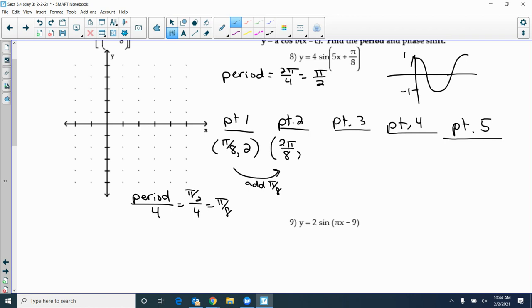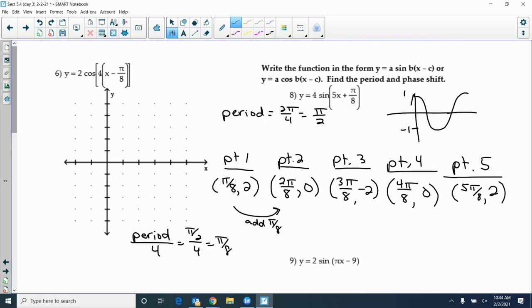And what should be the y value there? It should just be back at 0, right? And then 3 pi over 8. And that's going to be a -2. And then 4 pi over 8, 0. And then 5 pi over 8, 2. If you want to reduce those when you're writing the points, that's absolutely fine. If you want to reduce them when you make your scale on your x-axis, that's fine. If you want to leave them, I'm not going to get too bent out of shape either way.